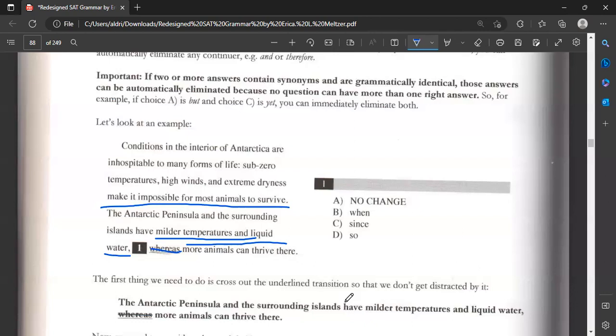D. Okay, so we have a D. Anyone else? D. Okay, so that's correct. Our answer is going to be D, because more animals can thrive there because of the first statement: the Antarctic Peninsula and the surrounding islands have mild temperatures and liquid water. So that's exactly what it is.